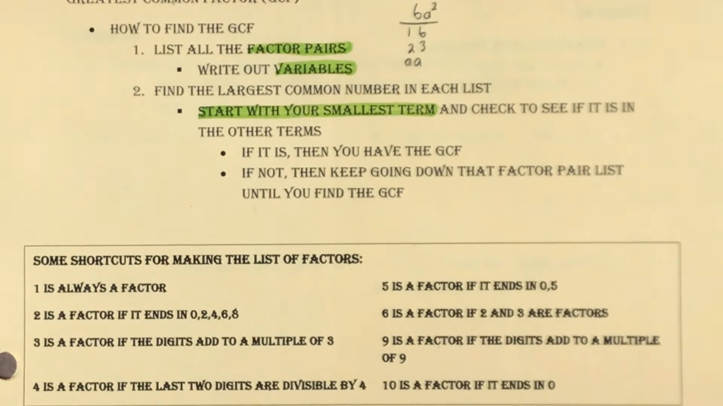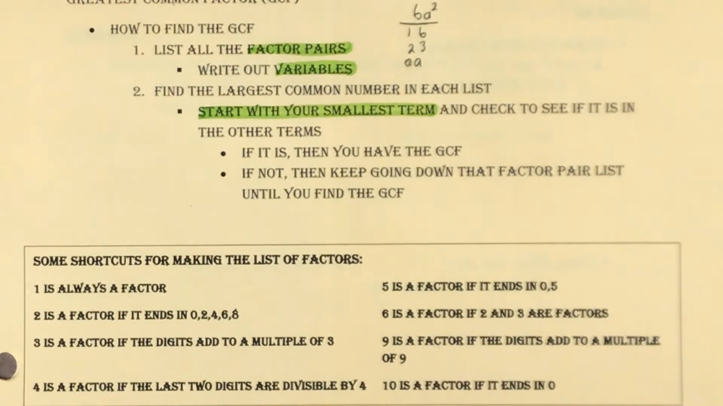3 is a factor if the digits add to a multiple of 3. So for instance with 12, if I add 1 plus 2, I get 3, and so that's a multiple of 3. 4 is a factor if the last 2 digits are divisible by 4. Same idea there, just looking at the last 2 digits. 5 is a factor if it ends in 0 or 5. 6 is a factor if 2 and 3 are factors. 9 is a factor if the digits add to a multiple of 9. 10 is a factor if it ends in 0.